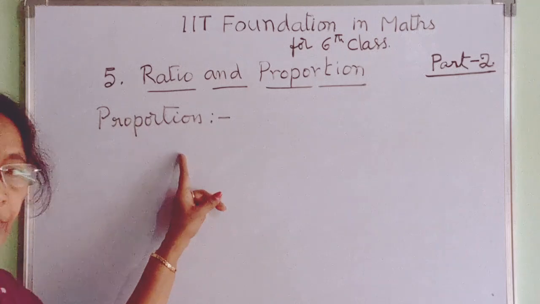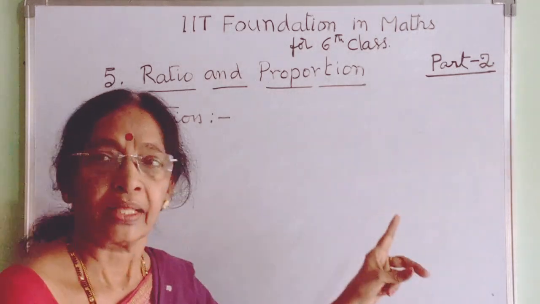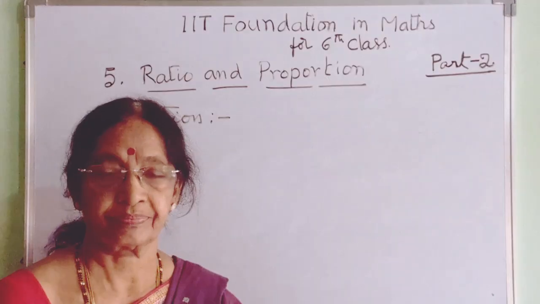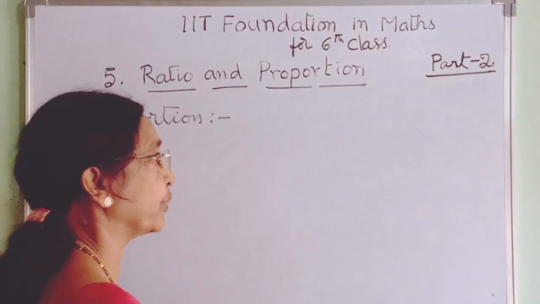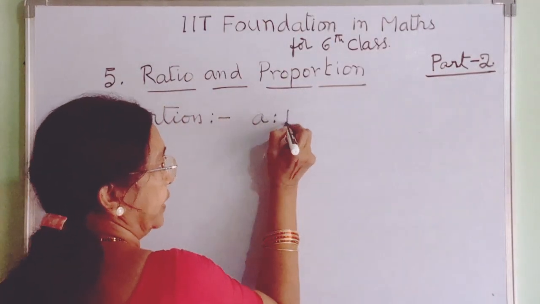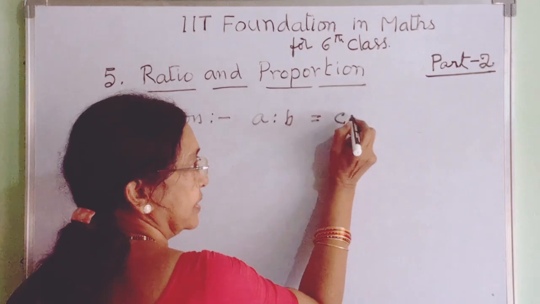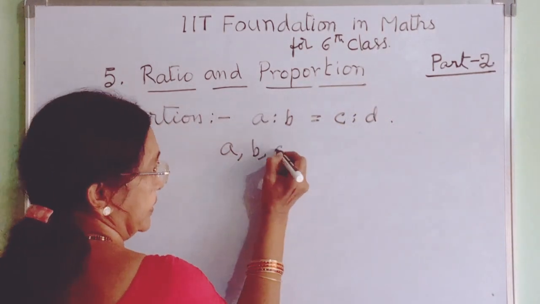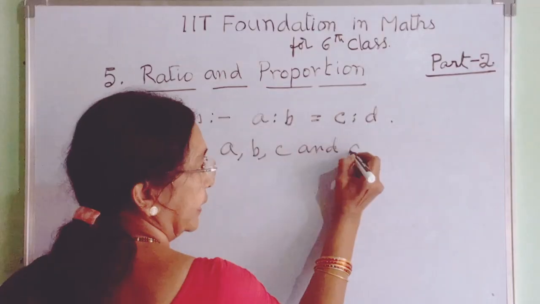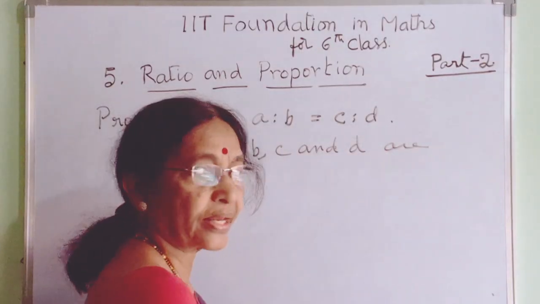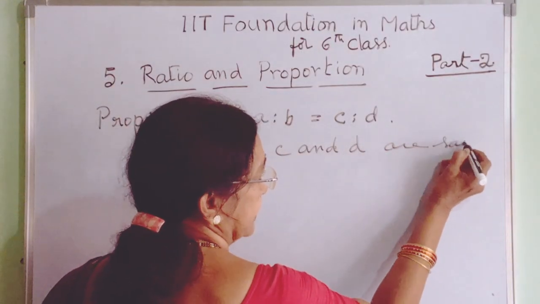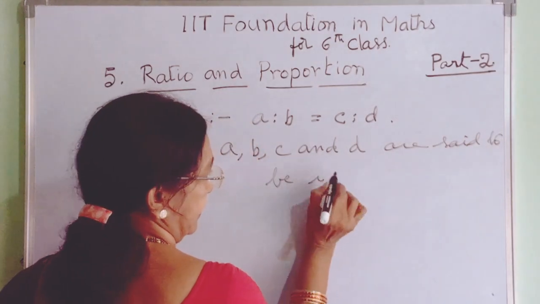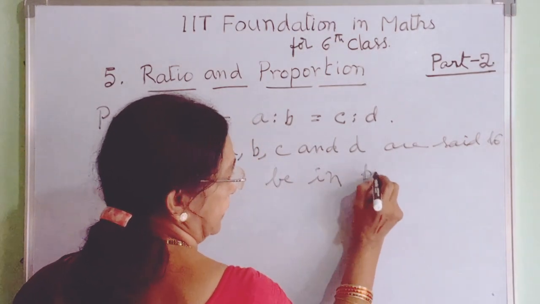So next, proportion. The equality of two ratios is called proportion. The equality of two ratios. Suppose A is to B is equal to C is to D, then A, B, C and D are said to be in proportion.